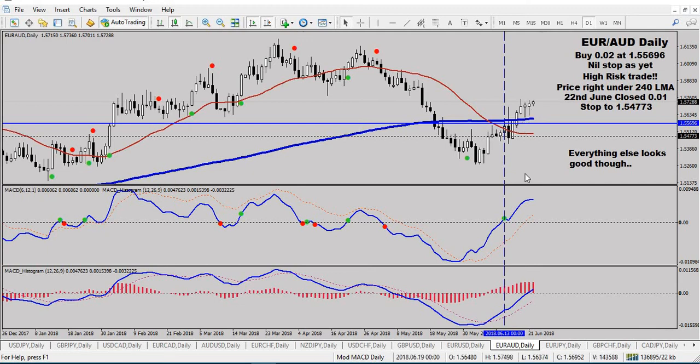Euro AUD, basically the same thing. I'm in a buy here, it went against me. It's now gone up nicely. It was a high risk trade to start with, so we're through the 240 LMA. Today I've just closed half, some good profit there, a couple hundred pips, and placed a stop below the 25 SMA at 154.773. So it's just to lock in some profit and take it, playing it safe basically.